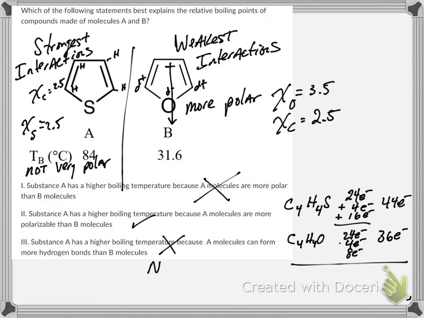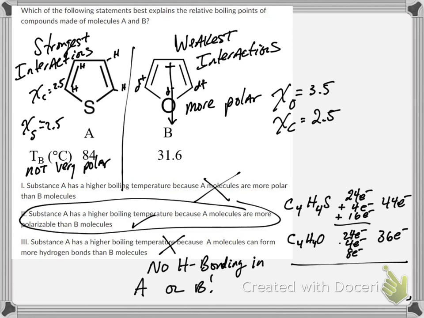Number 3, substance 3 has a higher boiling point because A can form more hydrogen bonds than B. That's not true. There are no hydrogen bonds possible in either molecule. So the only possible answer here is B.